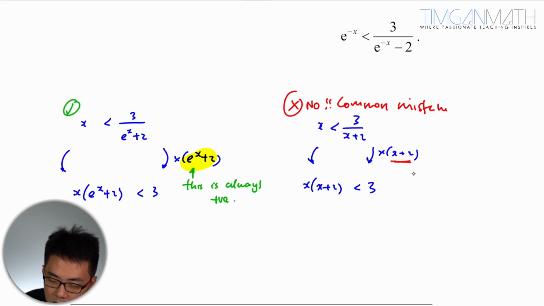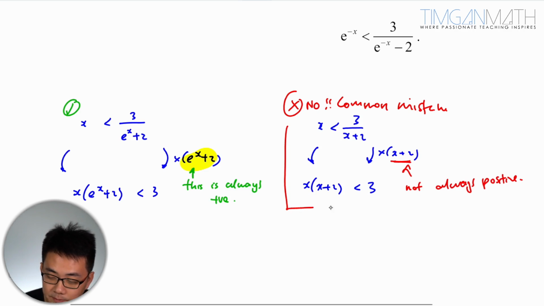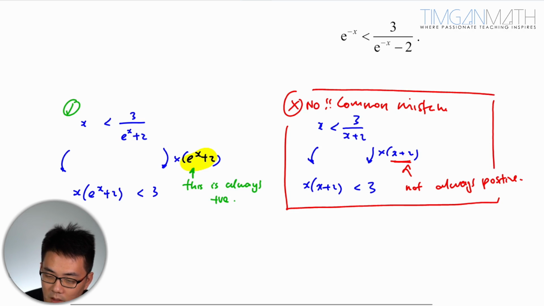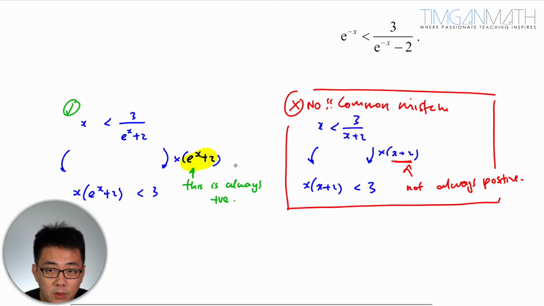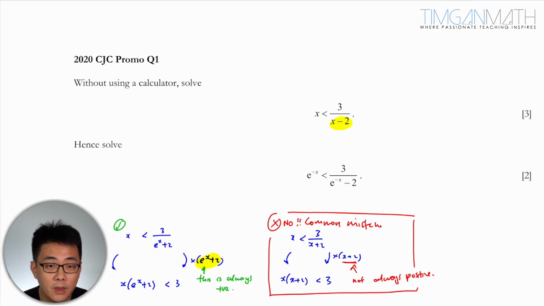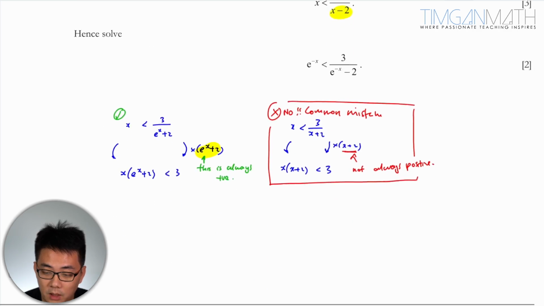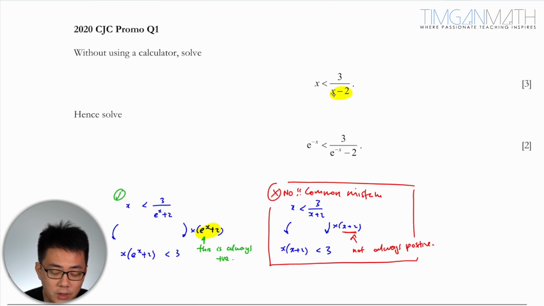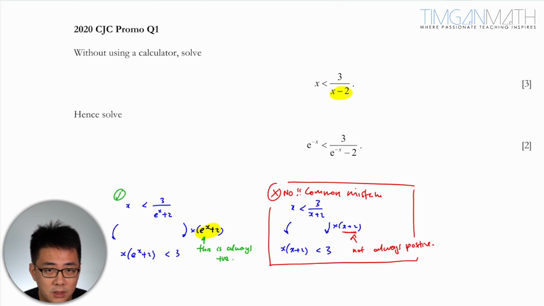This is not always positive. If you give me any value of x, you can be sure that the other one is always positive, but not all values of x would make this thing that you multiply positive. In inequality, we are very particular about the sign, negative and positive. So just try not to cross multiply like that. Of course, in some cases the question will let you know, but for inequality generally don't do that.